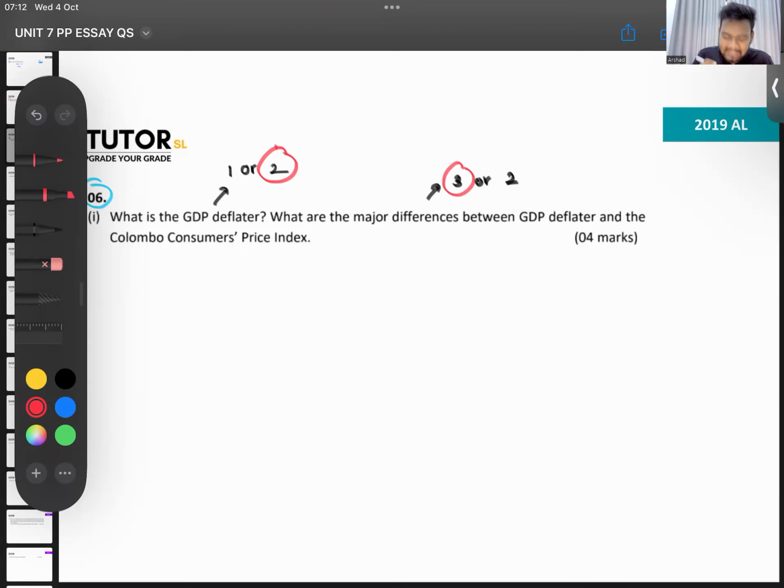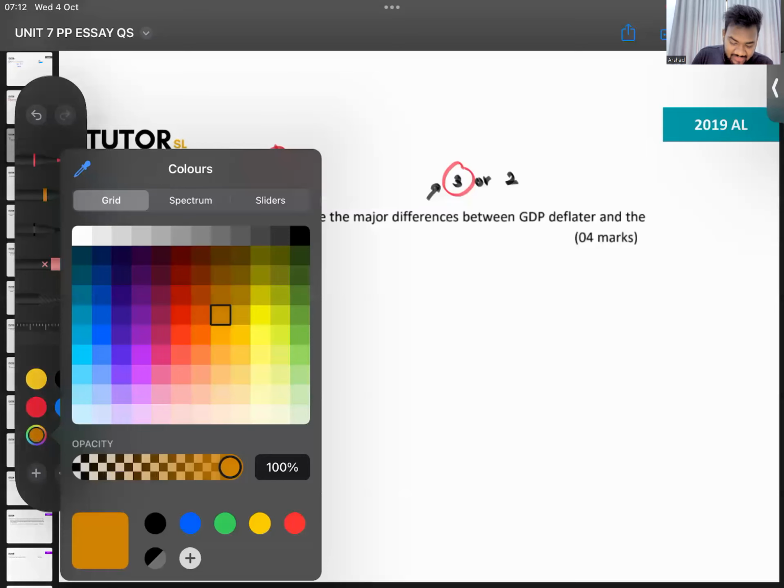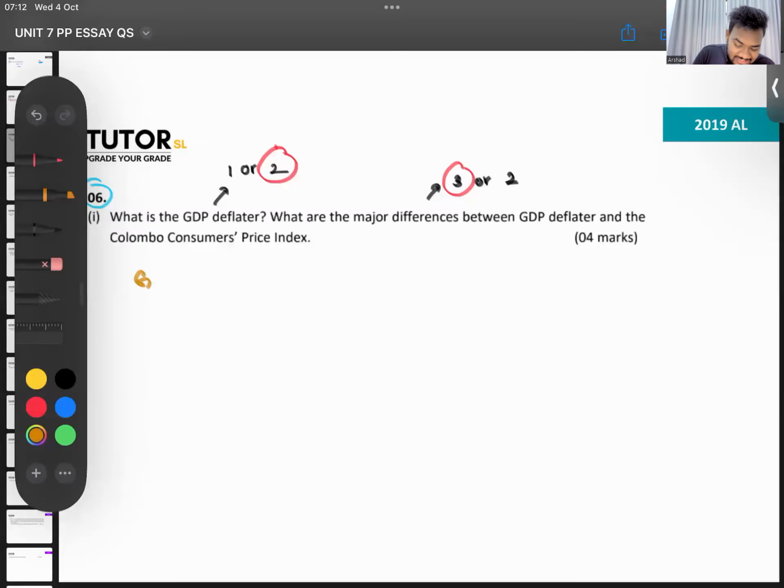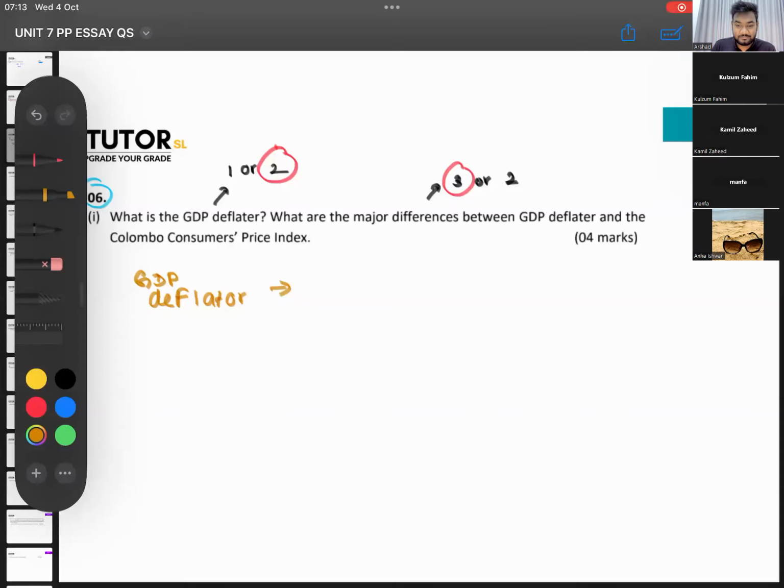So what is the GDP deflator? How are we going to answer this for 2 marks? What can we say about the GDP deflator? Can you give me a few things for 2 marks? You all would have seen this GDP deflator coming into play when we calculate nominal GDP and real GDP. It helps to measure the real GDP of the year. Absolutely correct. Anything else that you can give to make your answer a little better?